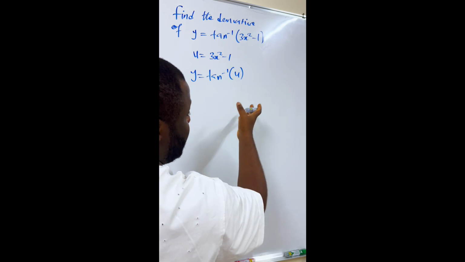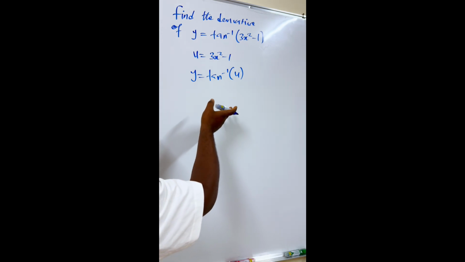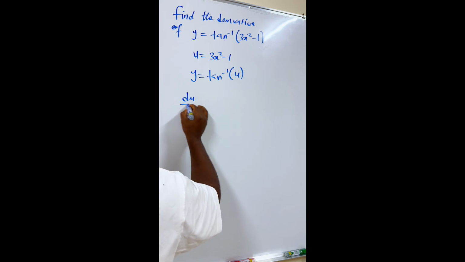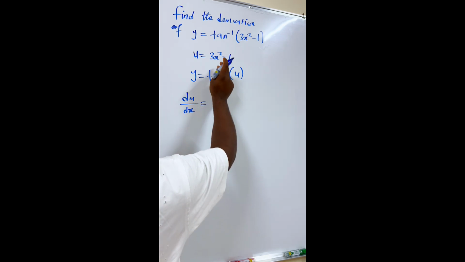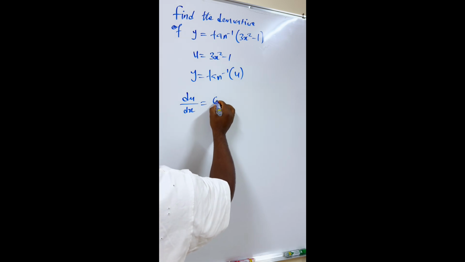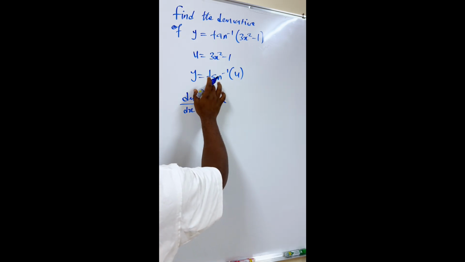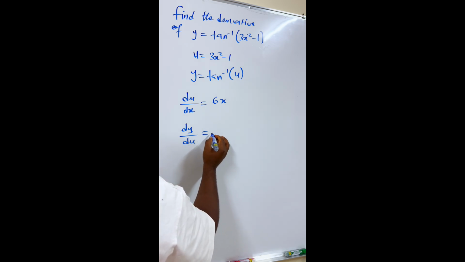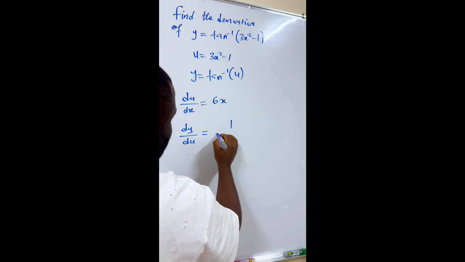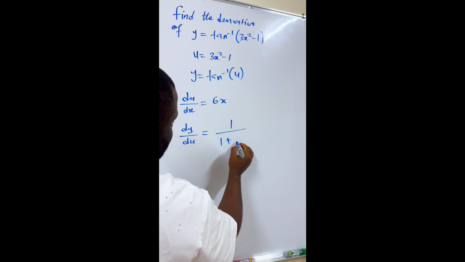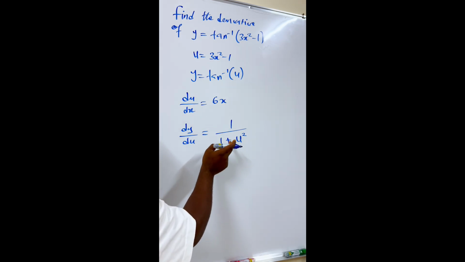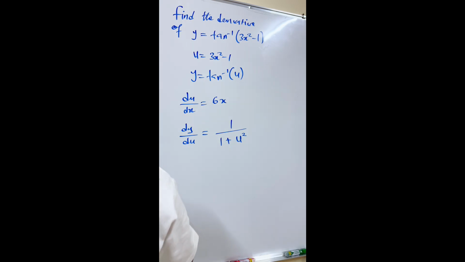So what do we have to do? We have to apply the chain rule and find their derivatives. So I'll say du/dx, that is, I want to find the derivative for this, is going to be 6x. Then for tan inverse, dy/du will now be 1 over 1 plus u squared. So this is the derivative of tan inverse.